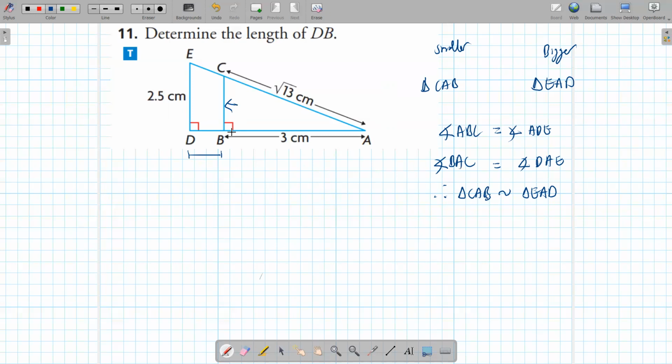Length of CB is the question. 160. Wait. Nope, not even close. 12.6. Nope.